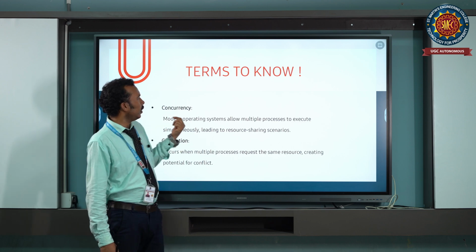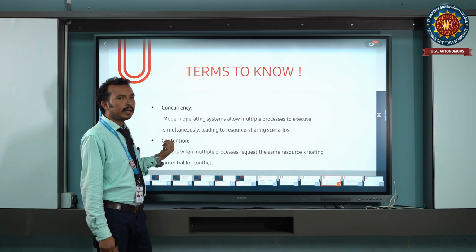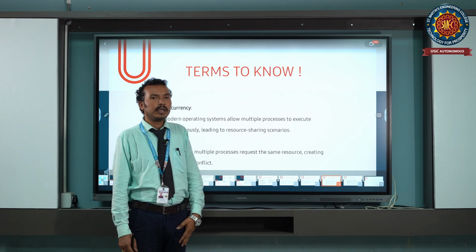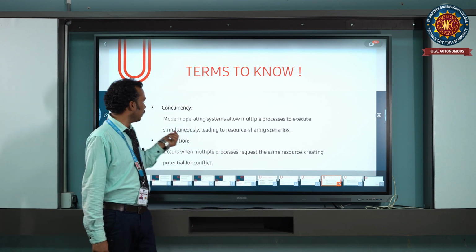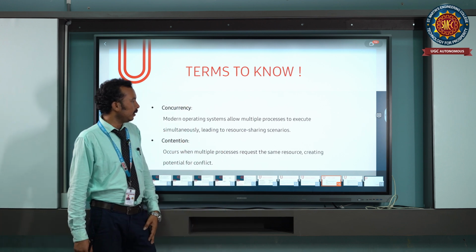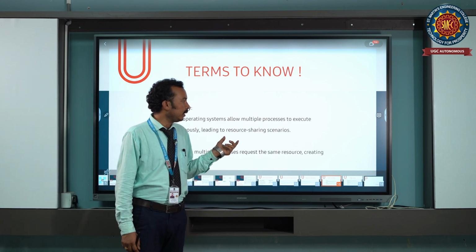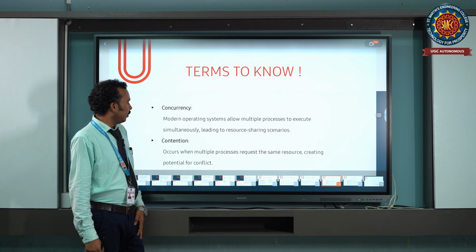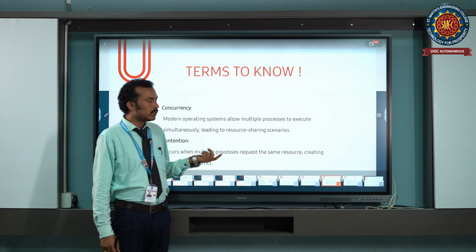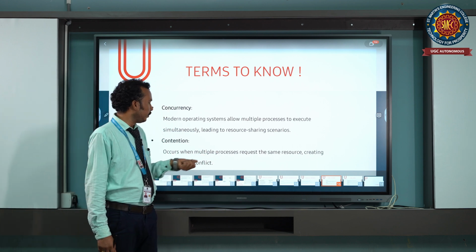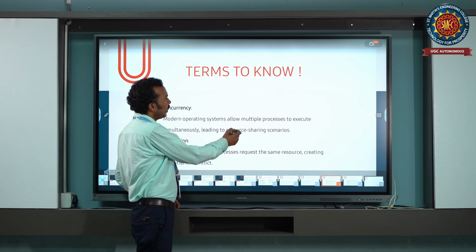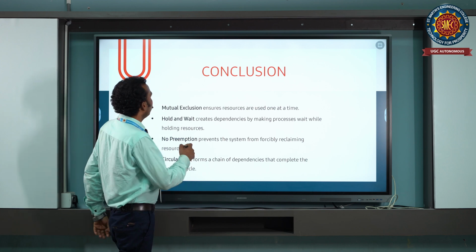The first one is concurrency and the second one is contention. The modern operating system allows multiple processes to execute simultaneously, leading to resource sharing scenarios. Contention occurs when multiple processes request the same resource, creating potential for conflict. These are the terms.